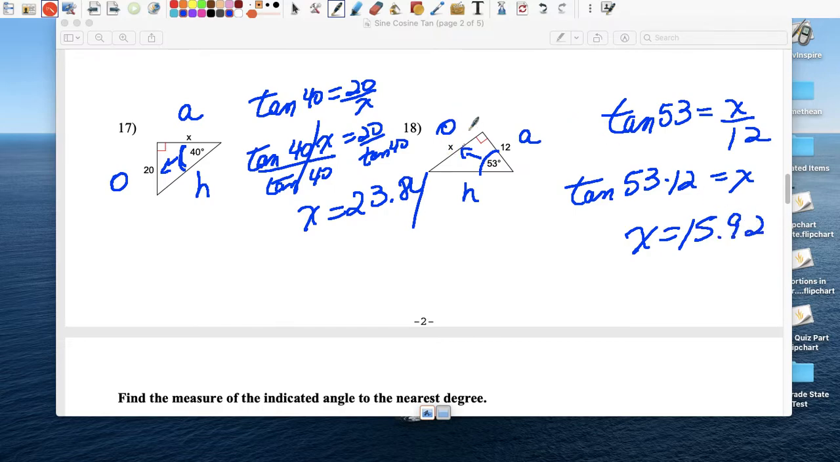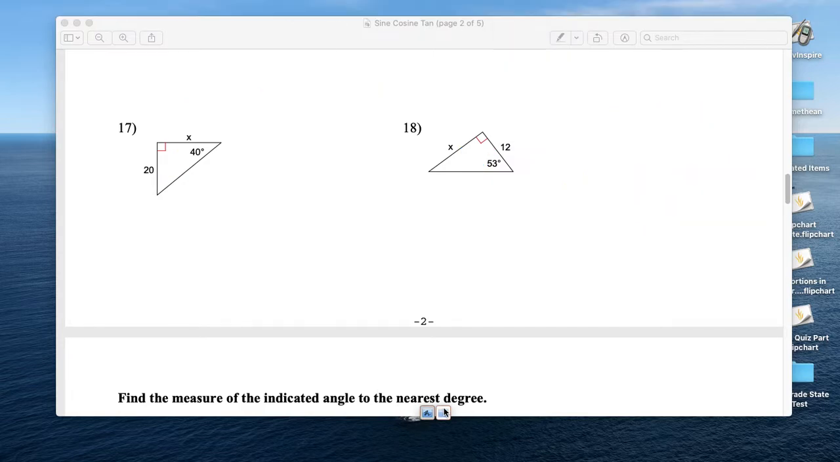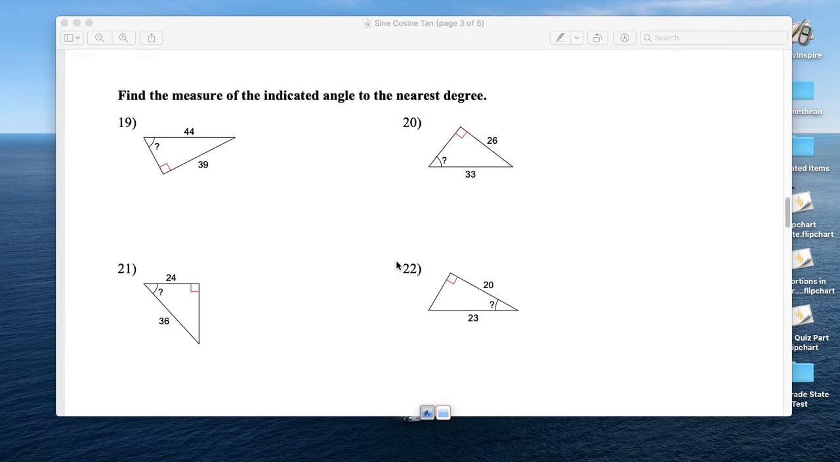That's the value of our opposite side of angle 53. Okay. Now find the angle indicated. Okay.